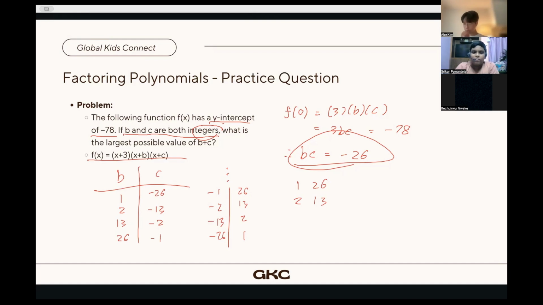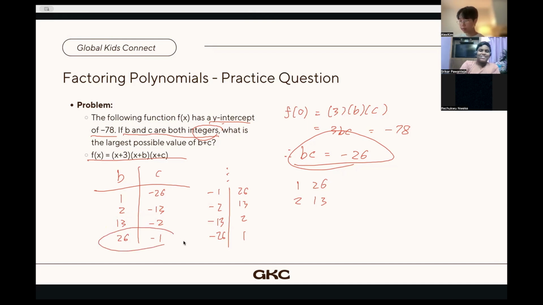But from here, we can see that we have a maximum value. So we just have to add each value. If we add these two, we get negative 25, which is pretty low. If we add these two, we get negative 11, which is still kind of low. If we add these two, we get positive 11. So we got our first positive value.